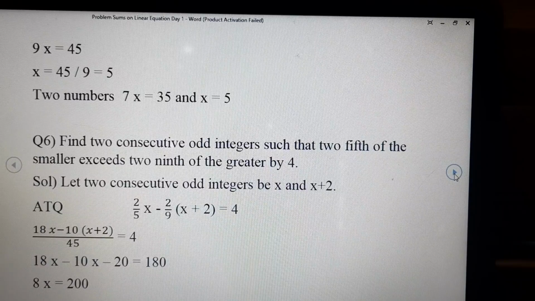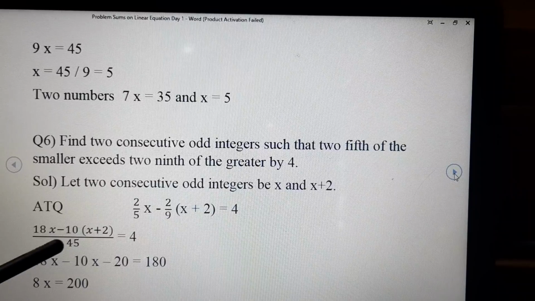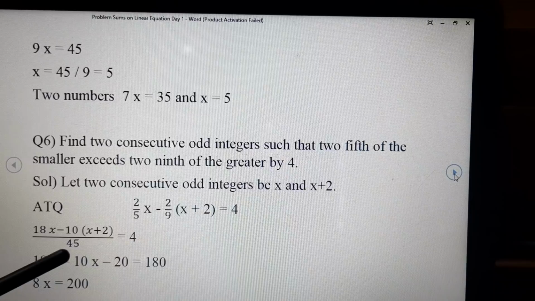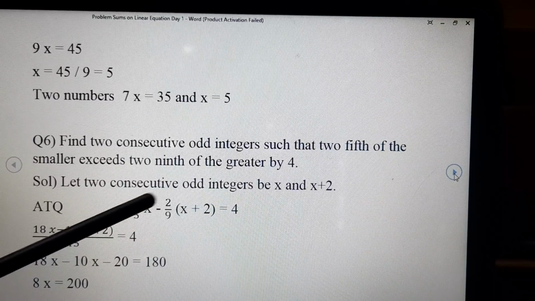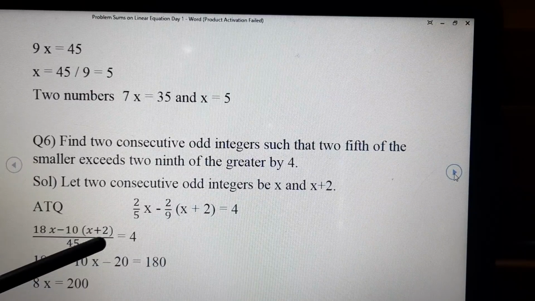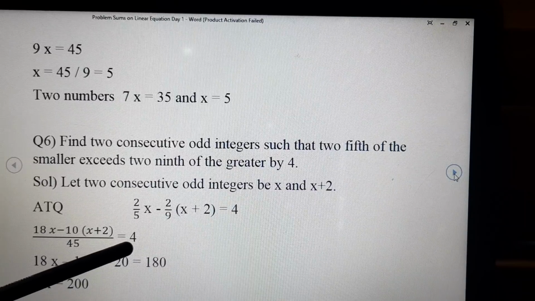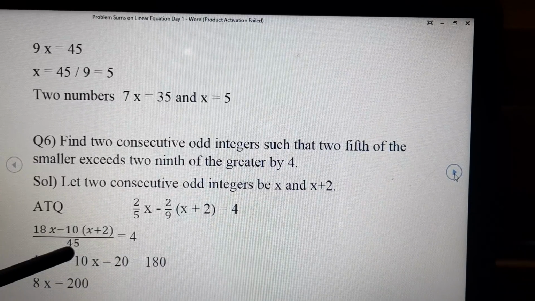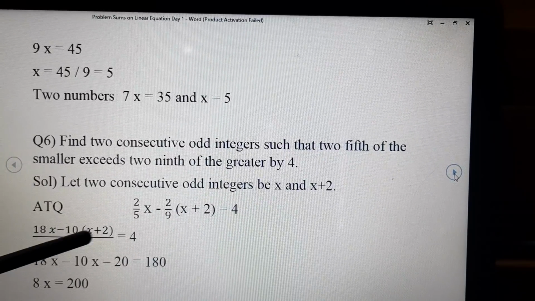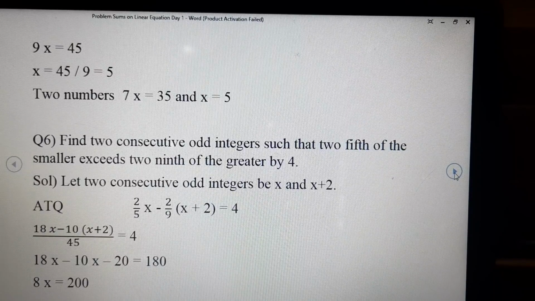Now we will take LCM. 9 and 5, 45. 9 2s are 18x. Minus will be copied over here. 9 5s are 45, 5. So 5 into 2, that means 10. 10 into the entire bracket. When we will open the bracket, cross multiplication, first of all 4 upon 1, so 4 into 45 and 1 into all these things, minus 10x minus 20 when we will open the bracket, and 45 into 4 is 180.